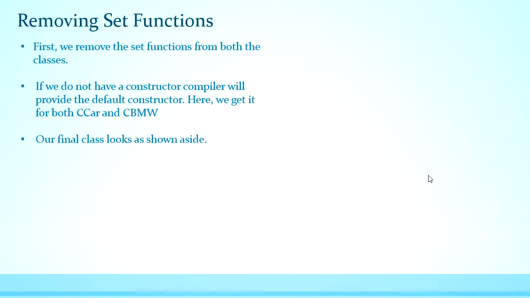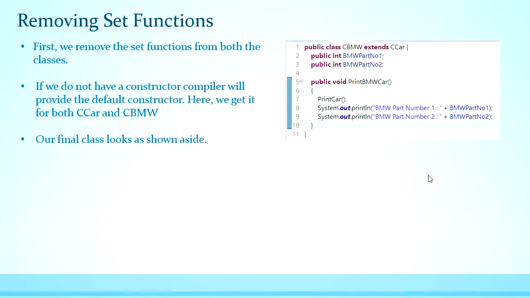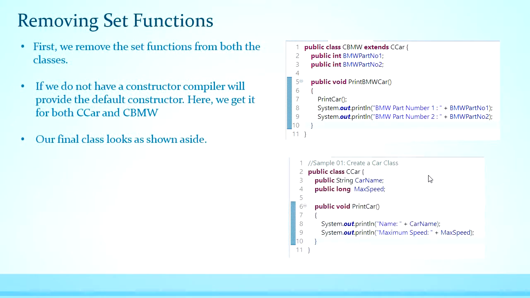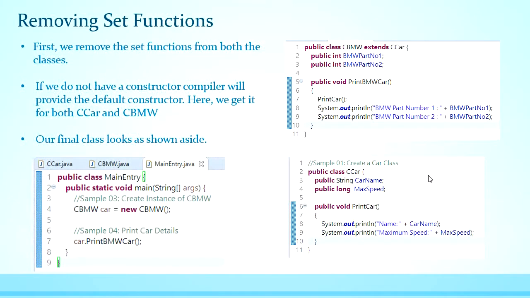Our final class looks like this. So in C BMW car we removed the set function, and in C car also we removed the set function. And in main entry also we removed the set function. Let us explore this in Eclipse.